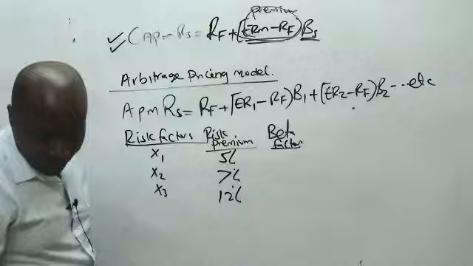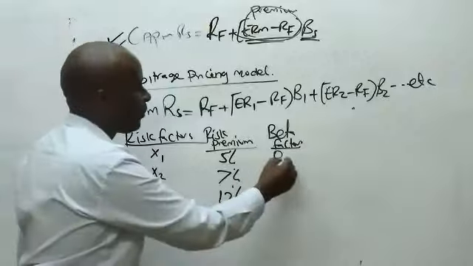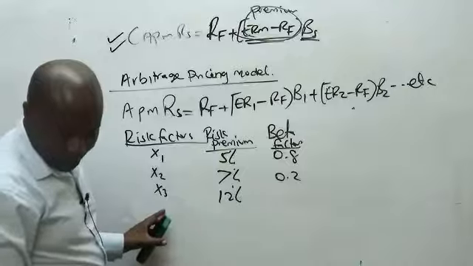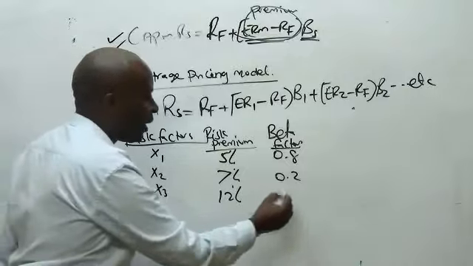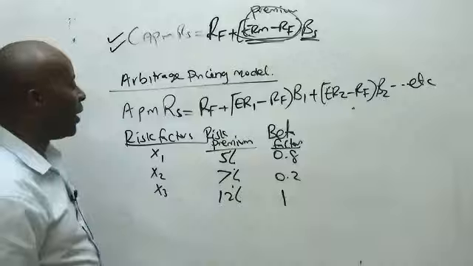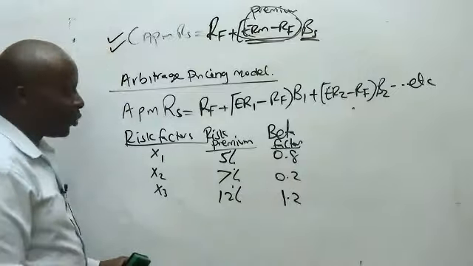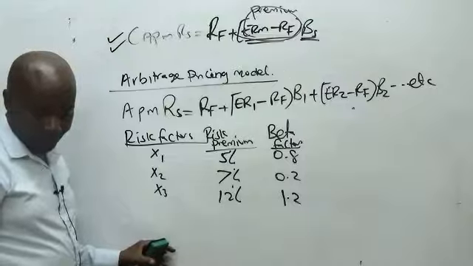Beta factor of X1 is 0.8. This is 0.2. And then we have X3, whose beta factor is 1.2.